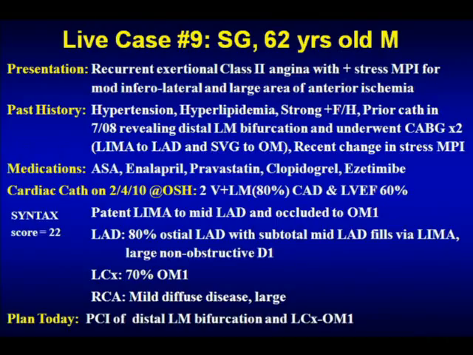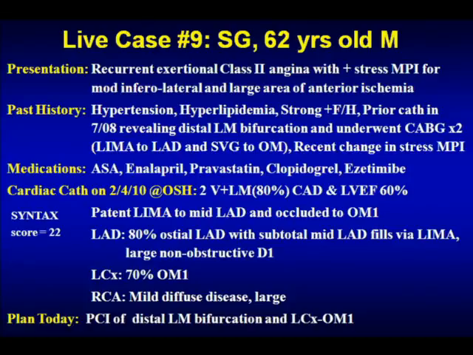If we can put the slide on, this is a 62-year-old male who is a dentist. He has recurrent exertional class 2 angina, now with a positive stress test for moderate inferolateral and anterior ischemia. His history is rather short, in the last 2 years. Of course, history of hypertension, high lipids, and positive family history. He had a cath in July of '08, which revealed distal left main bifurcation disease, and underwent CABG times 2.